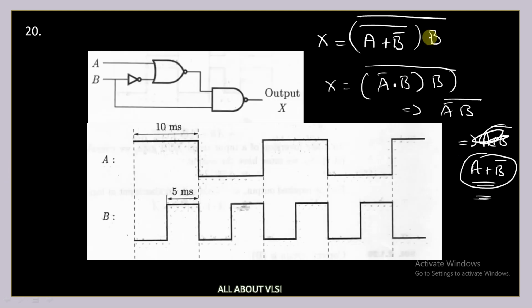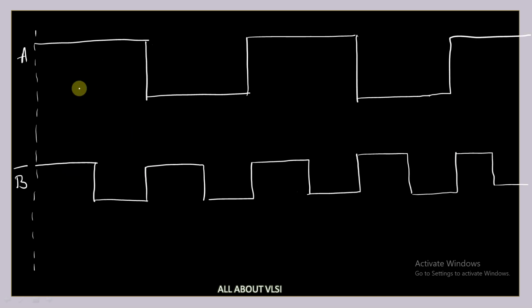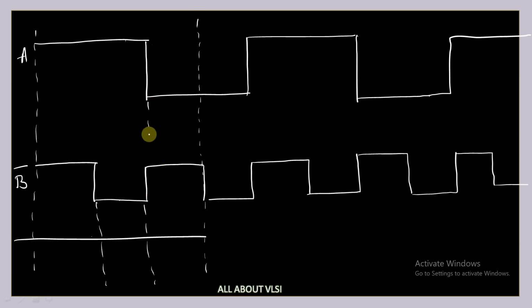So what is the output expression I have got? A plus B bar. So I'm just going to add these two waveforms. Up to this particular point my output will be 1, because 1 plus 1 is 1, 1 plus 0 is 1, here also it is 1. Okay, so 1 plus 0 is 1 only now, and 0 plus 1 is also 1. Okay, and 0 plus 0 is 0, so it is becoming 0 at this point.